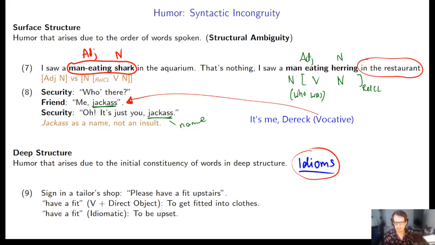Imagine we have a sign in a tailor shop that says, "Please have a fit upstairs." "Have a fit" is idiomatic in English, but it can also be taken literally. In a tailor shop, when you say "have a fit," the expectation is the literal interpretation, where you have the verb "have" and then "a fit," which is an object. This is when you get fitted for your clothes, which would make sense in a tailor shop. But "have a fit" is also idiomatic to mean be upset. That's the joke here: the interpretation you're supposed to get is being fitted for clothes, but then there's this other interpretation, to be upset, and the fact that this has two meanings makes it funny.